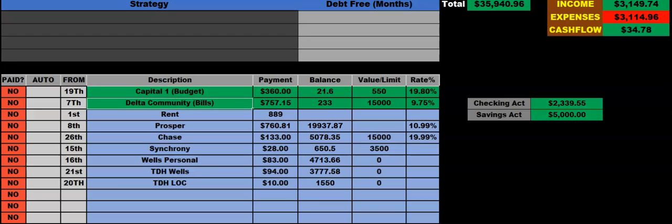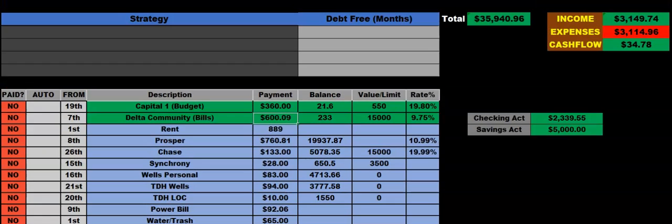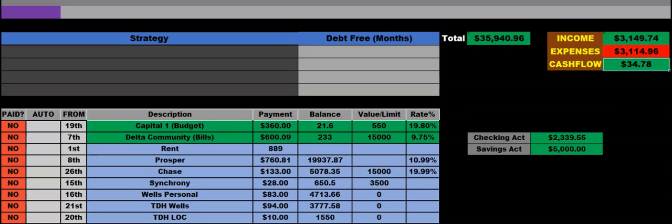Okay, when I was looking at the dates, I found two bills that I put into the bills card that can't be paid with a credit card. And that's the power bill and the water and trash. And those are due on the 9th and the 1st. And that's $92.06 for the power bill or electric bill, and $65 for the trash, which I reduced, which still gives us our total of $34.78 in cash flow.